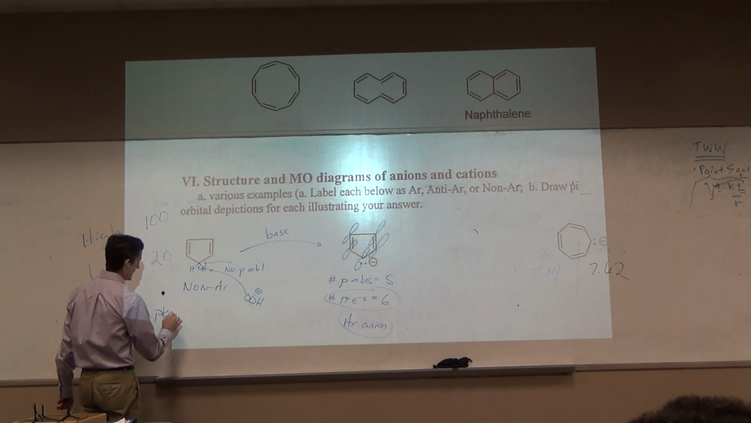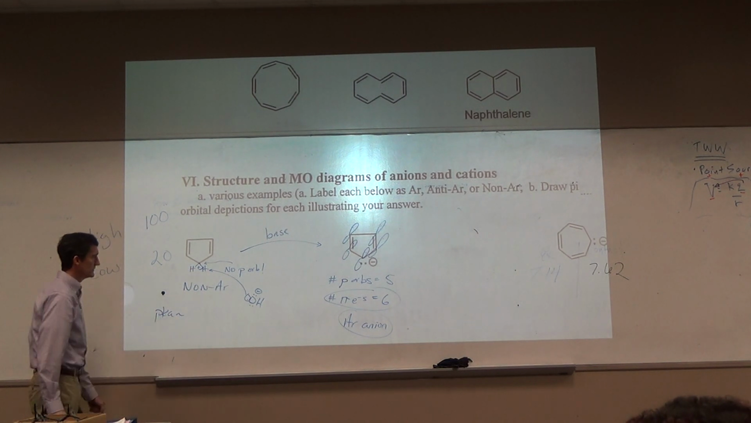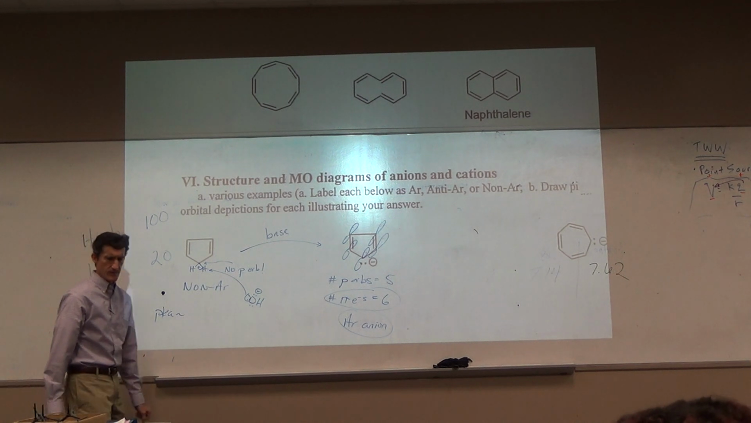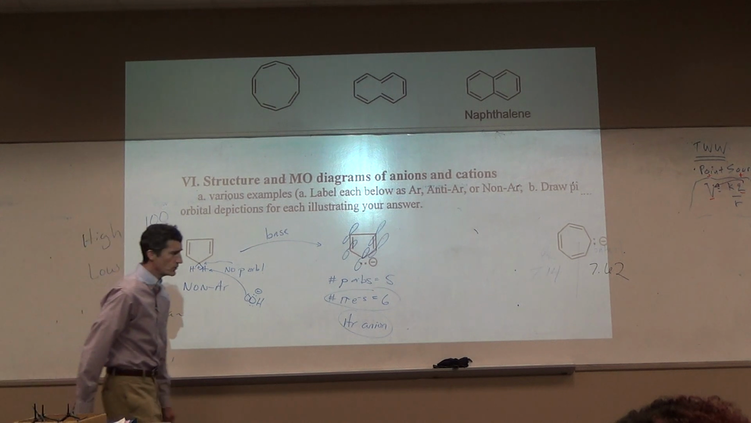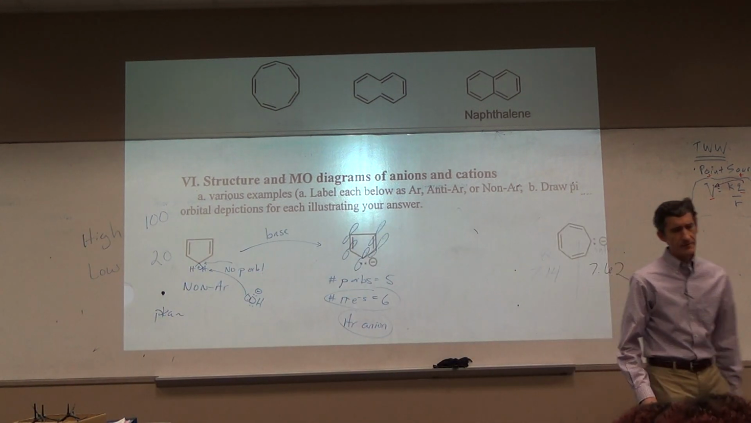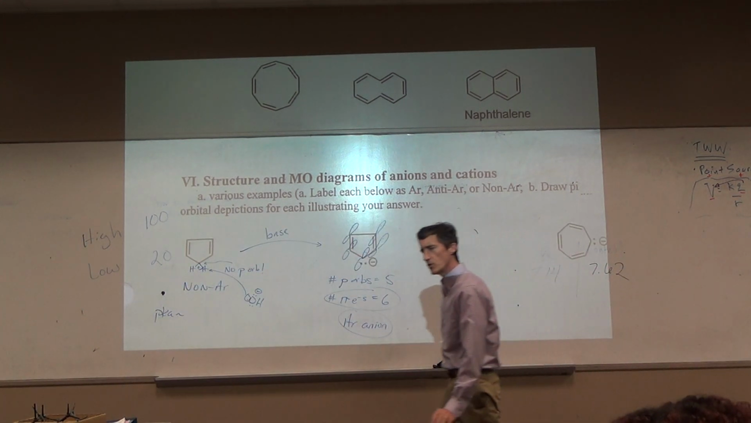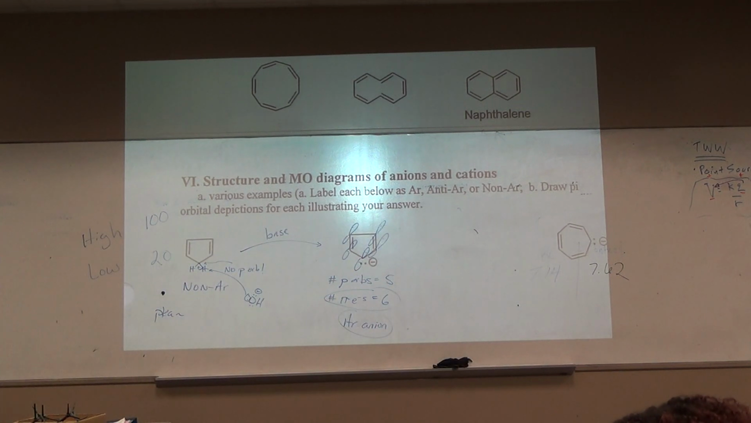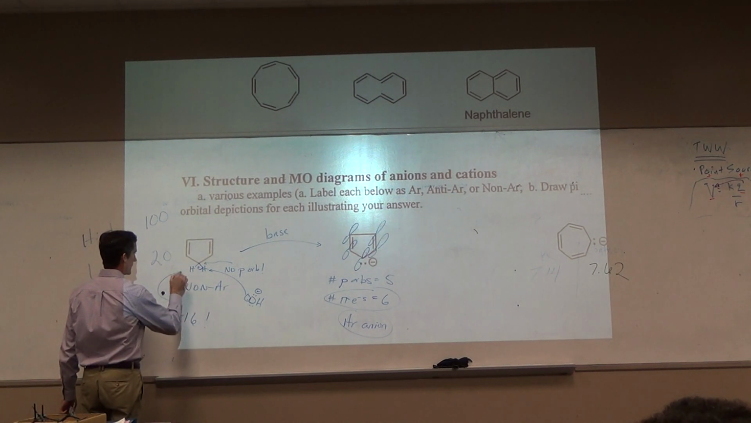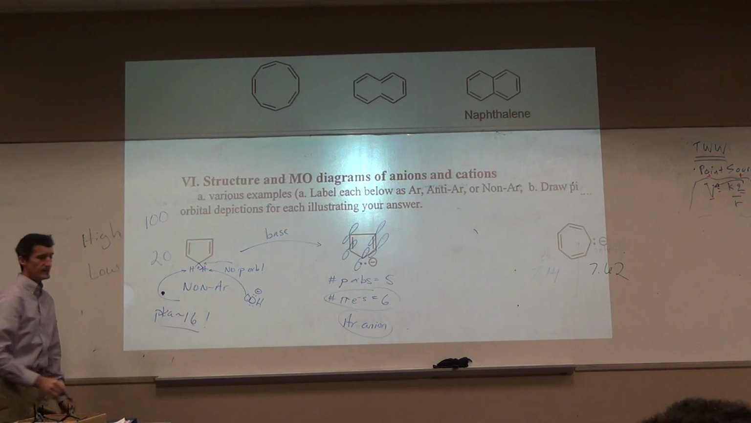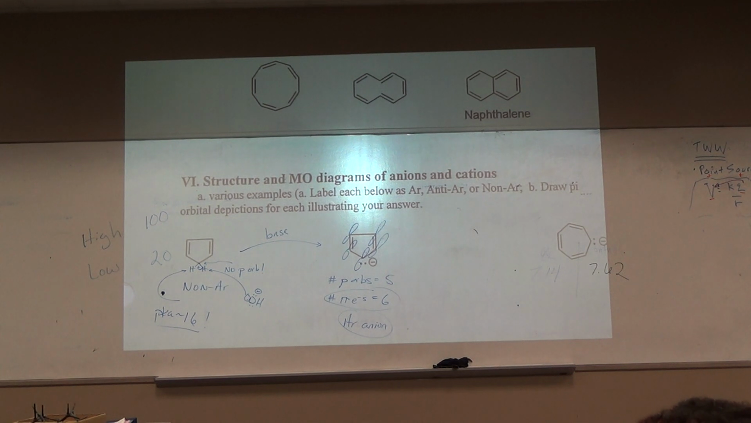pKa of this, is it written down somewhere? It might be down lower. 16. Yeah, I thought about 16. That sounds a little low, so I was questioning that. I was thinking maybe it's 20. 16 is pretty low for a hydrocarbon. That's fairly acidic for a CH, just a hydrocarbon.